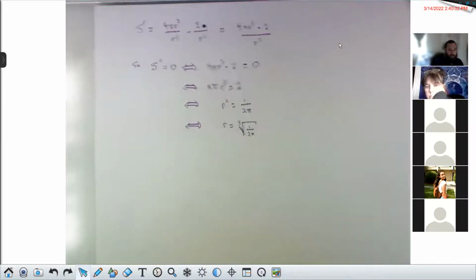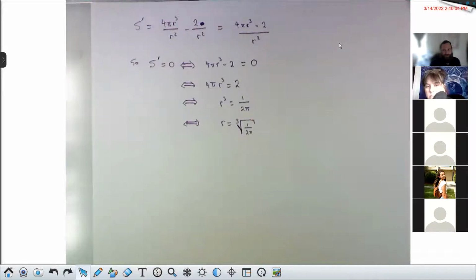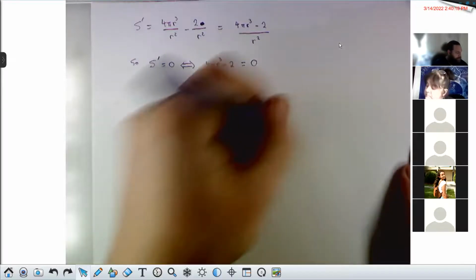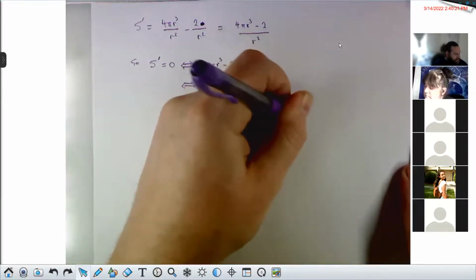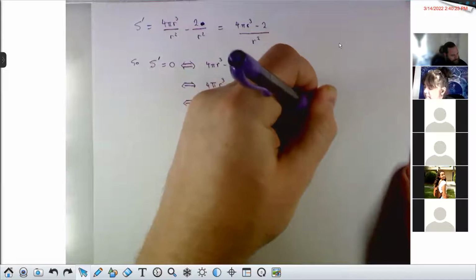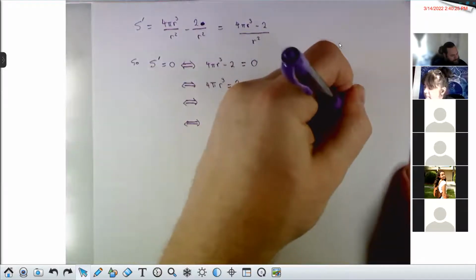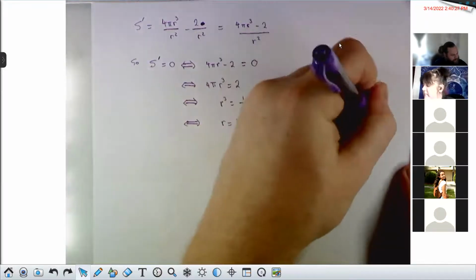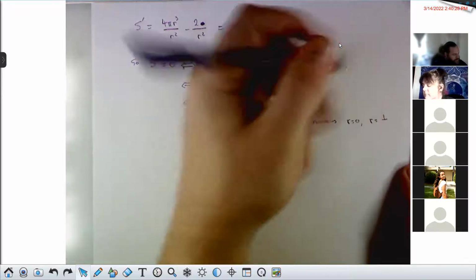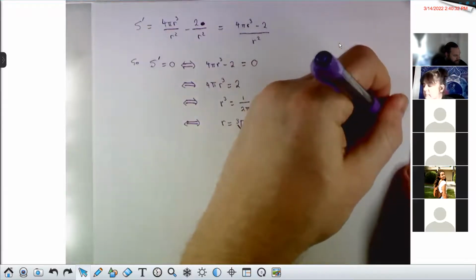When I said there are some strange numbers here, this is what I meant. This is kind of an odd number, and it's not something that you would necessarily expect to show up in a problem like this. But there it is. So that's your critical number, right? Technically, there's two critical numbers. These are r equals 0 and r equals the cube root of 1 over 2 pi.